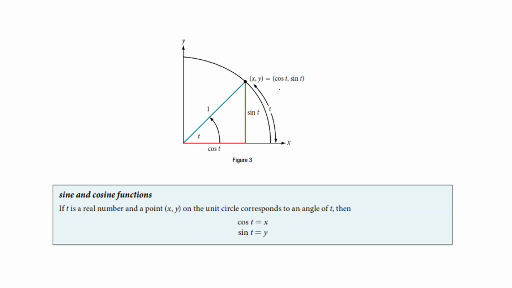Okay, so this is what they're saying here. The x, y always correspond to the cosine and the sine. That's what I was just showing you on the previous slide and why that would be. Because the hypotenuse is 1, it's going to drop out. Adjacent is always going to be cosine. Opposite is always going to be sine.